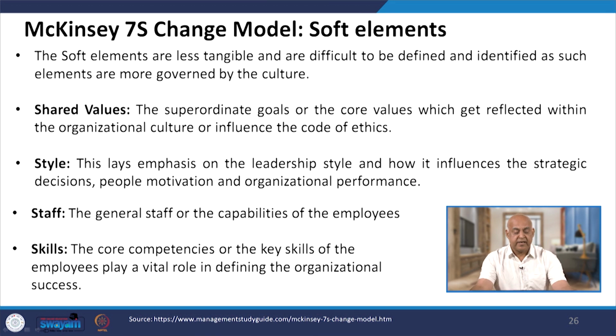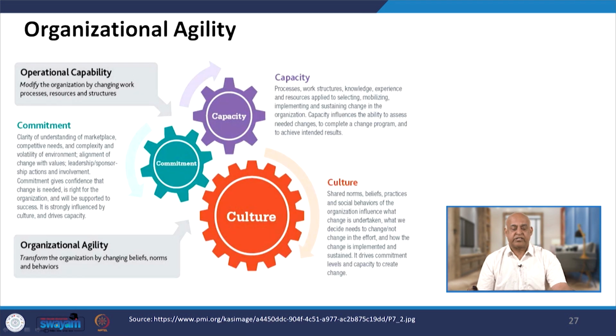The soft elements are less tangible and are difficult to define and identify, as such elements are more governed by the culture. Shared values are the superordinate goals or the core values which get reflected within the organizational culture or influence the code of ethics. Style lays emphasis on the leadership style and how it influences strategic decisions, people motivation and organizational performance. Staff are the capabilities of the employees, and skills are the core competencies or the key skills of the employees, which play a vital role in defining organizational success.